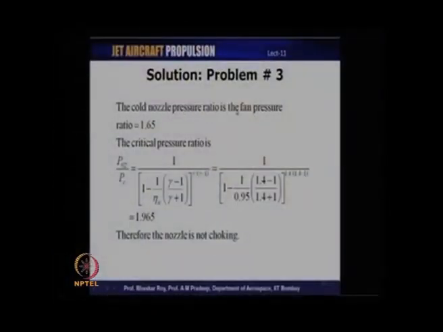So, the cold nozzle pressure ratio is the fan pressure ratio, because that is what is available at the inlet. So, it is 1.65, and critical pressure ratio is P02 prime by Pc, which is 1 by 1 minus 1 by eta n into gamma minus 1 by gamma plus 1, raised to gamma by gamma minus 1. So, for the cold nozzle we will take gamma as 1.4, whereas for the second nozzle we will take gamma as 1.33. So, if we substitute the nozzle efficiency and the value of gamma, we get the critical pressure ratio as 1.965. Now, since the pressure ratio of the nozzle is less than the critical pressure ratio, it means that the nozzle is not choking.